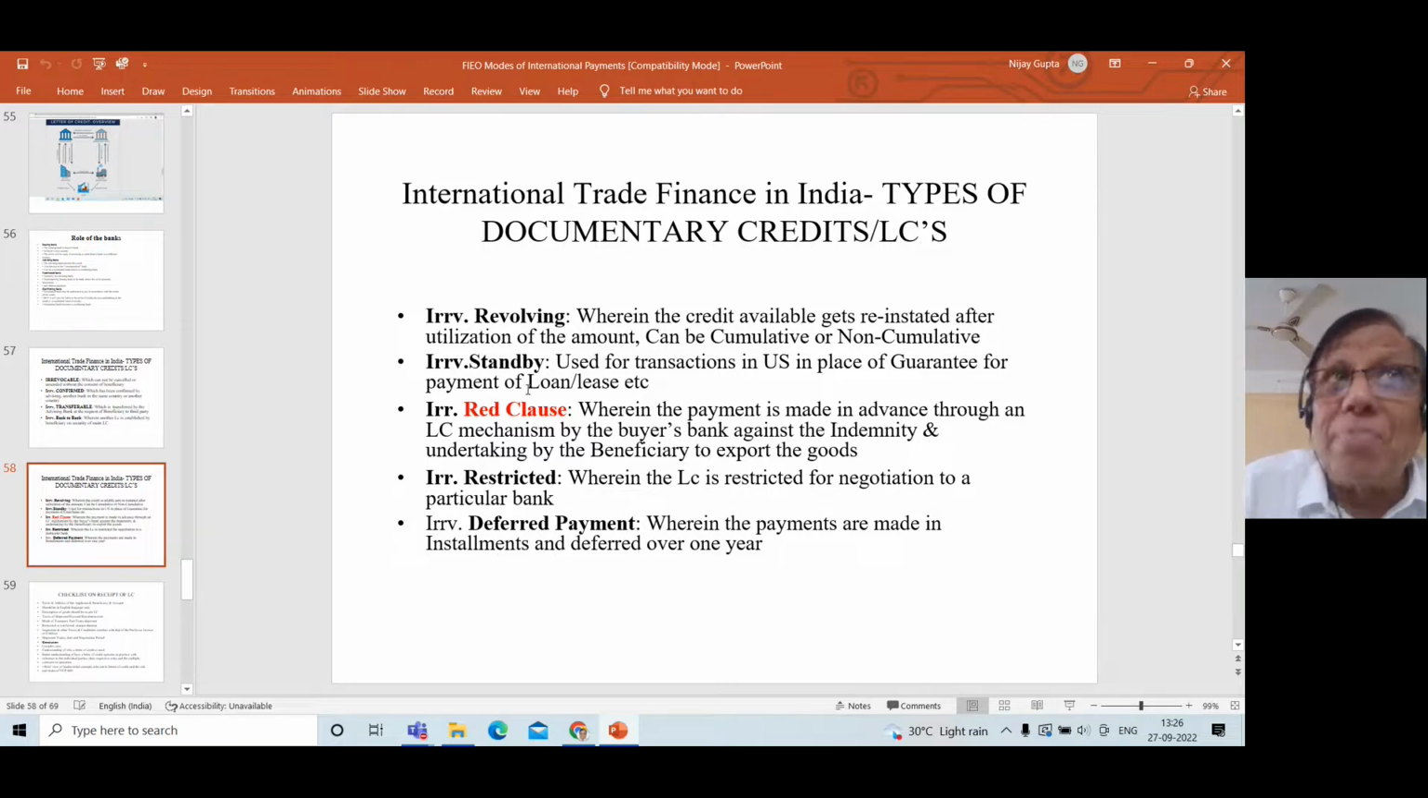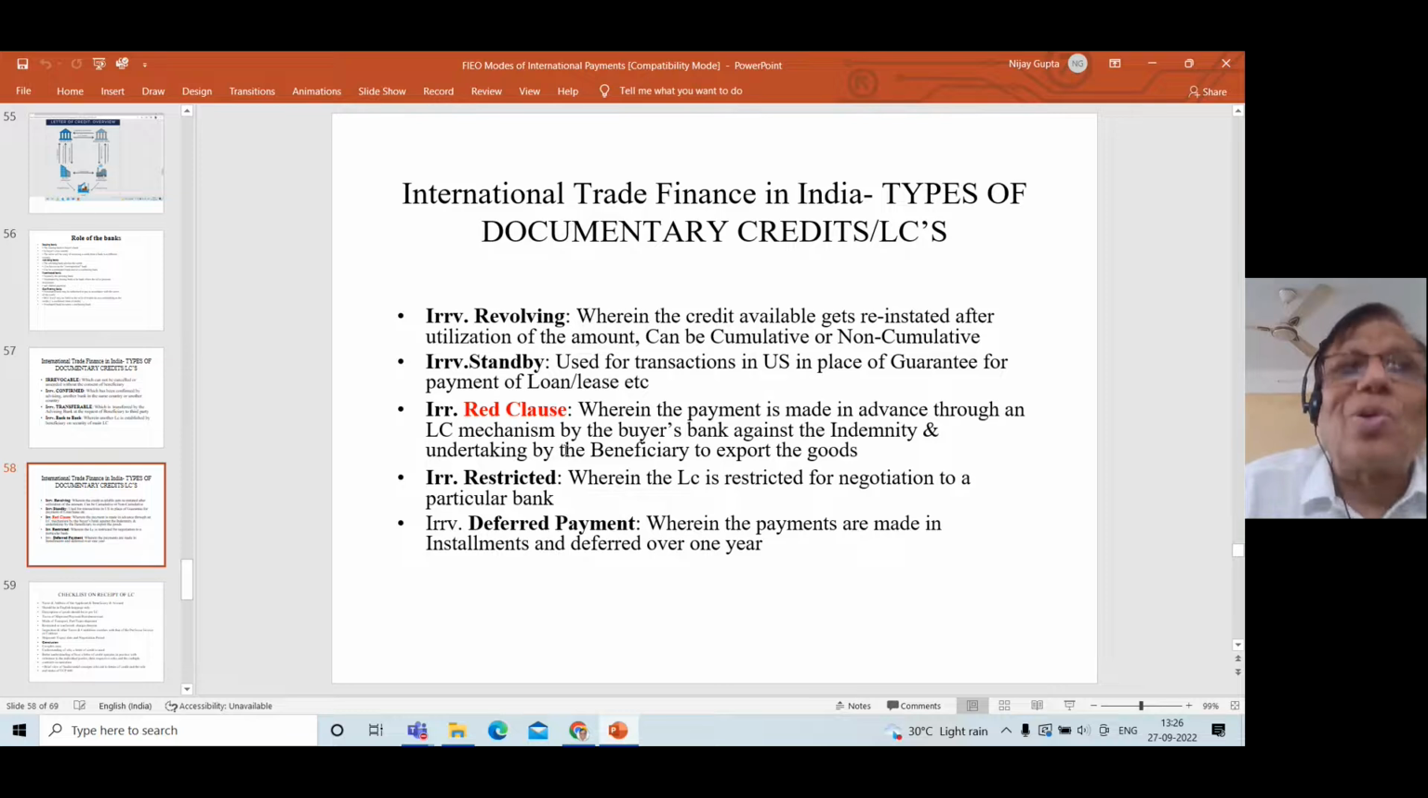I tell you, standby LC is used, like in America earlier. The banks were not allowed to issue guarantees or take guarantees. Then the banks started using standby LCs for issuing the guarantees in America in those days. But now this has become very popular, especially in Europe and other countries. People love to issue standby because it can be issued for a longer period, and then it replaces the revolving letter.